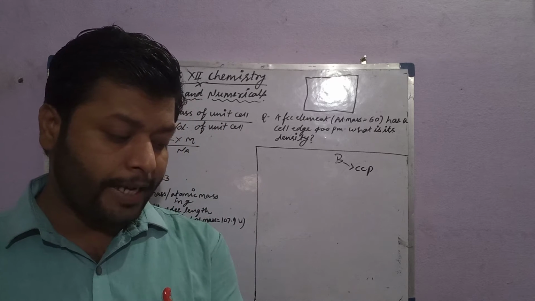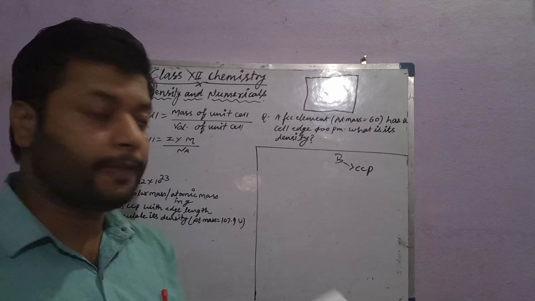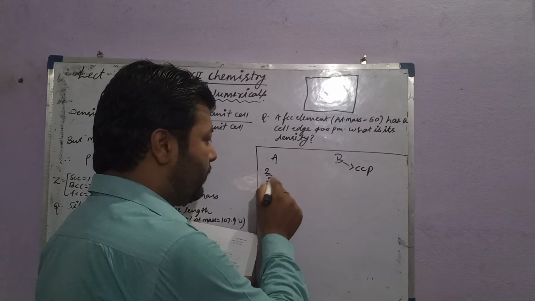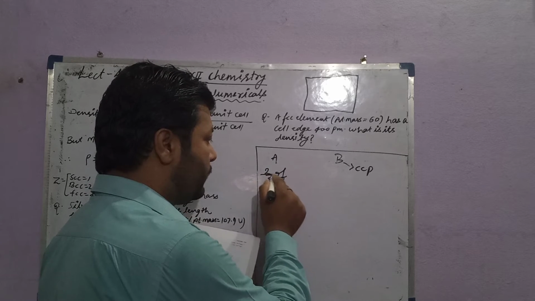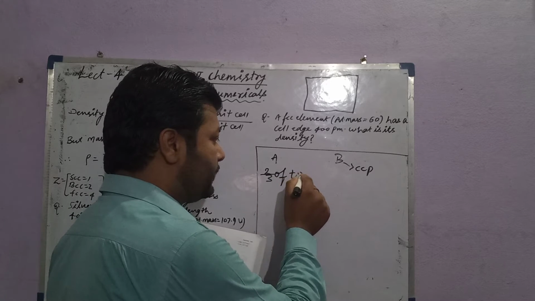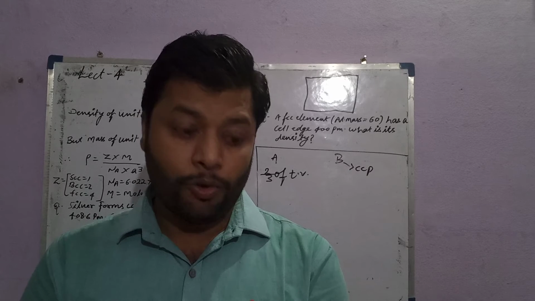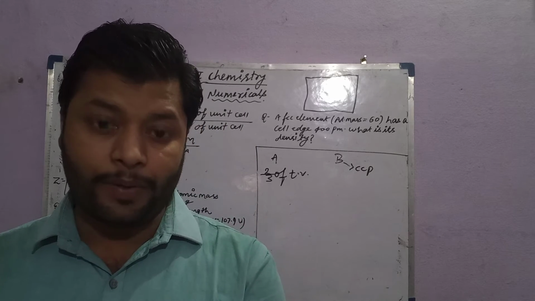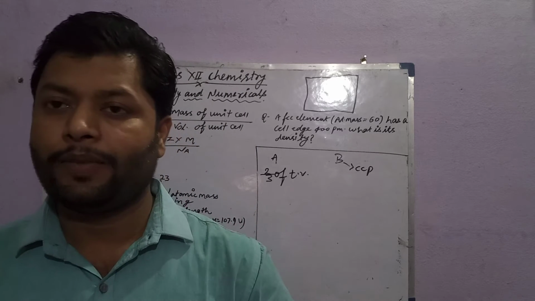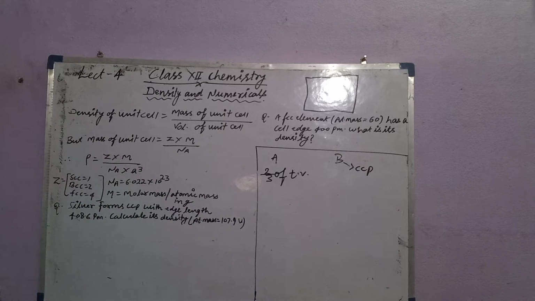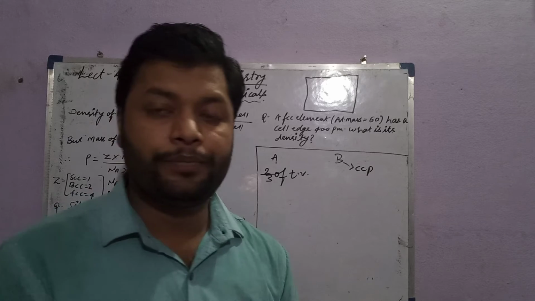And those of the element A occupy 2/3 of the tetrahedral voids. What is the formula of the compound formed by element A and B? The question is, what is the formula formed by element A and B?